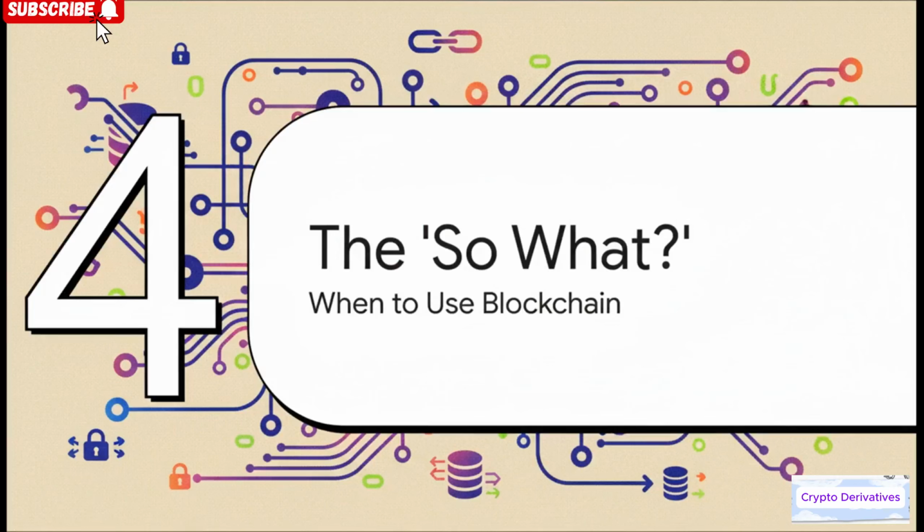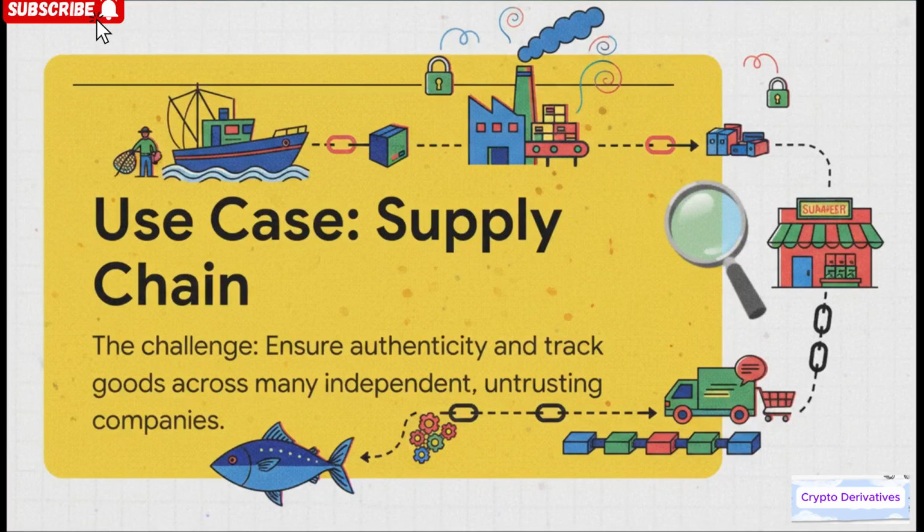Okay, so they're different. Cool. But so what? Why does any of this actually matter? When would you ever choose this new model over the database that we know and love? Let's get into the so what. Let's use a real-world example, managing a supply chain.